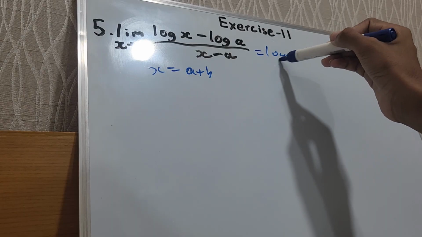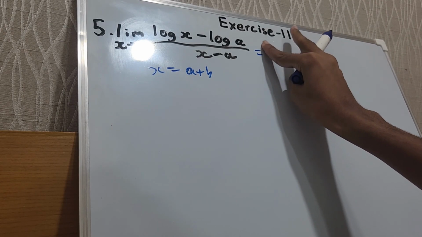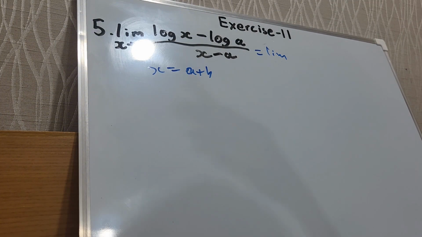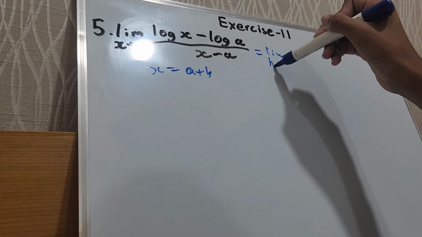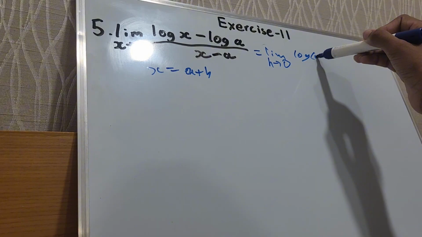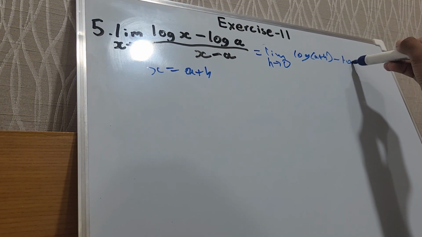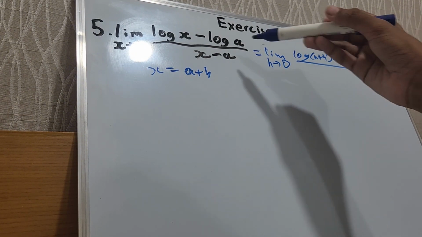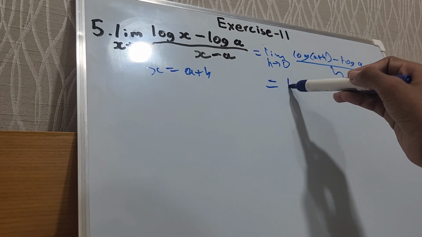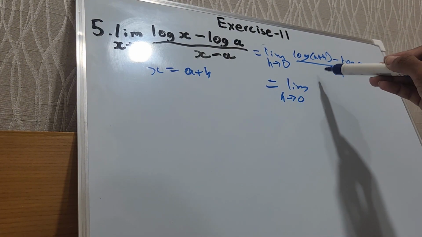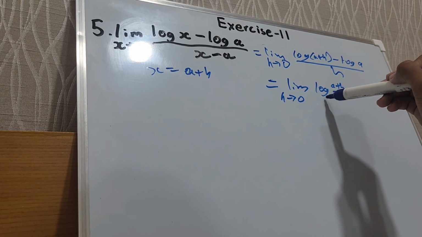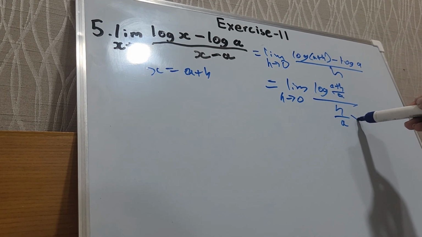Log, oh yeah, we forgot about limit, a plus h, then a cancels, h tends to 0, right? So now log (a plus h) minus log a by a, so a will cancel, a plus h, so h, which is equal to limit h tends to 0, log ((a plus h) by a) by h.